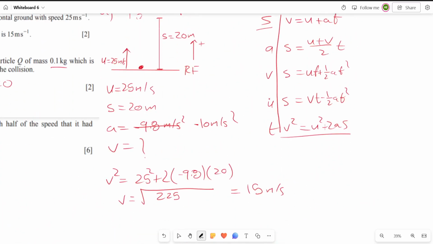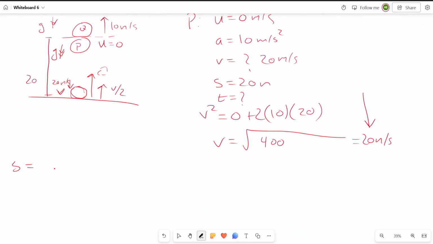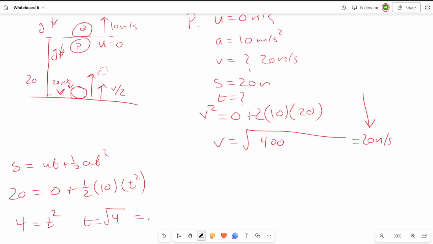So I will come here and look which equation it is. It's this one. So it's s equals ut plus half at squared. So s, which is 20, equals 0 plus half times acceleration, which is 10, times t squared. And from here I can calculate my t. It's going to be 40 divided by 10, so 4 equals t squared, and t equals square root of 4, so t equals 2 seconds. So it took 2 seconds for p to reach the ground.